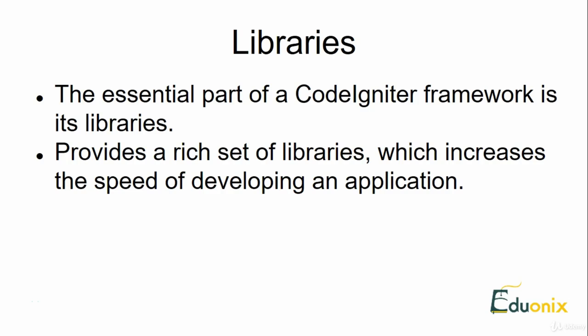Libraries, which are the essential part of the CodeIgniter framework. In our previous chapters, we have already seen various types of implementation of third-party libraries as well as customized libraries. An essential part of the CodeIgniter framework is its libraries, and it includes a rich set of libraries which increases the speed of developing an application. That is a very big point with respect to CodeIgniter.